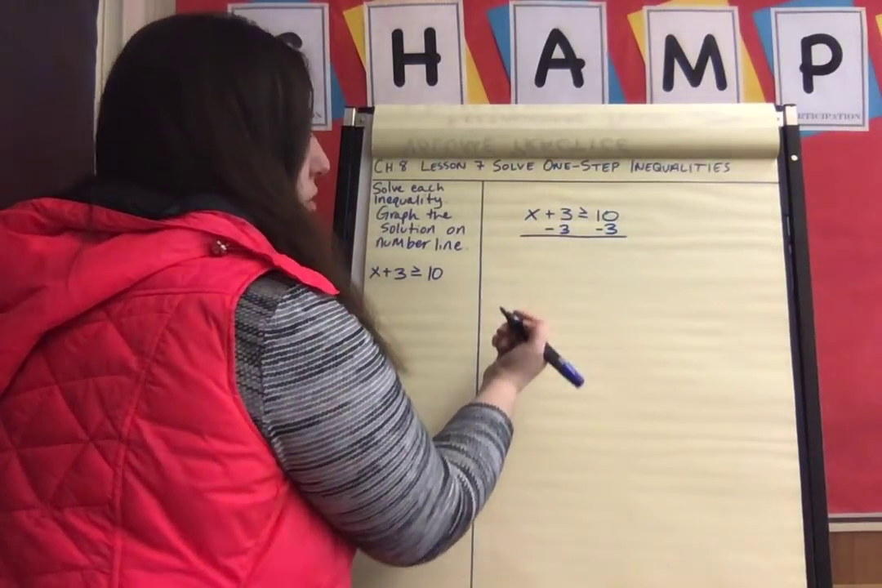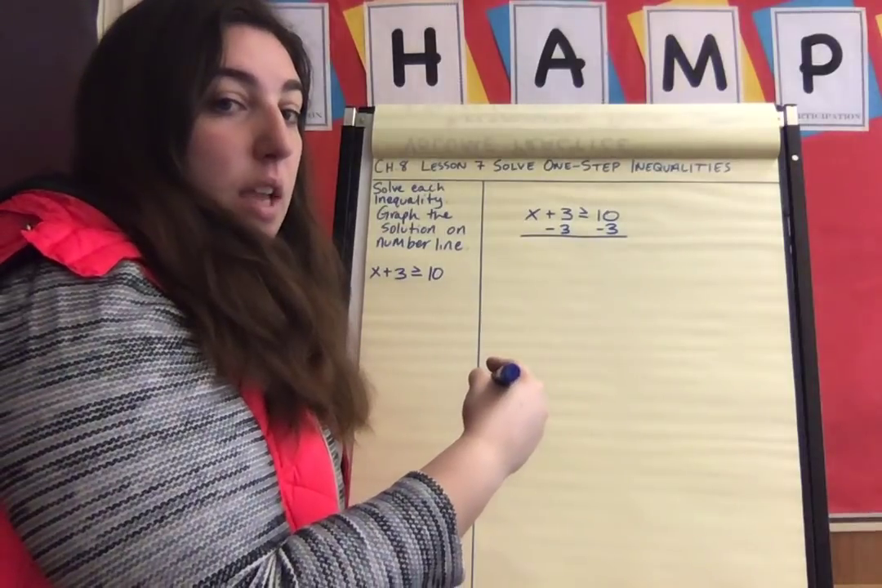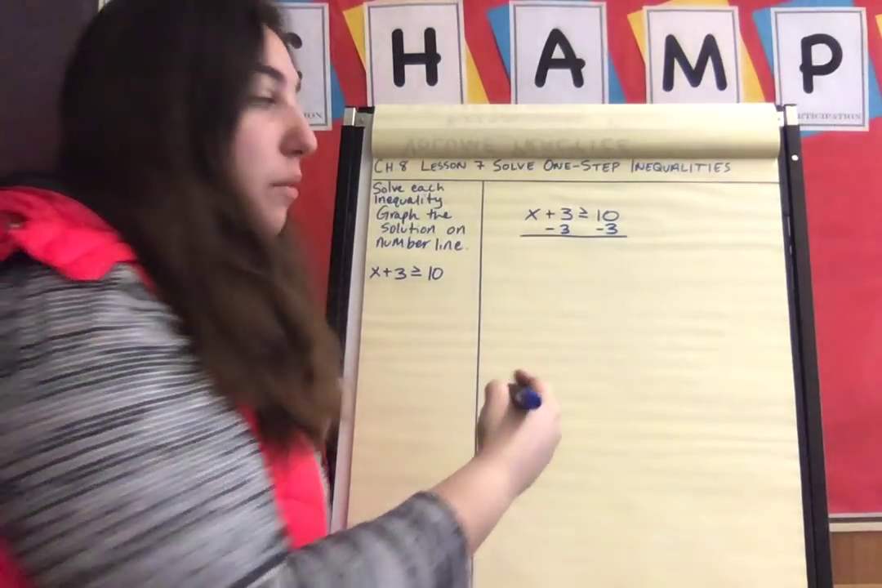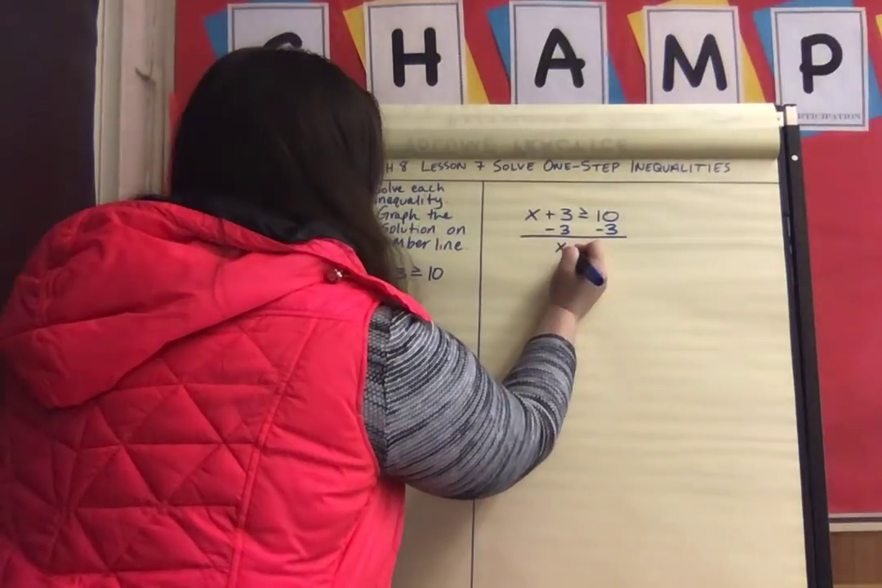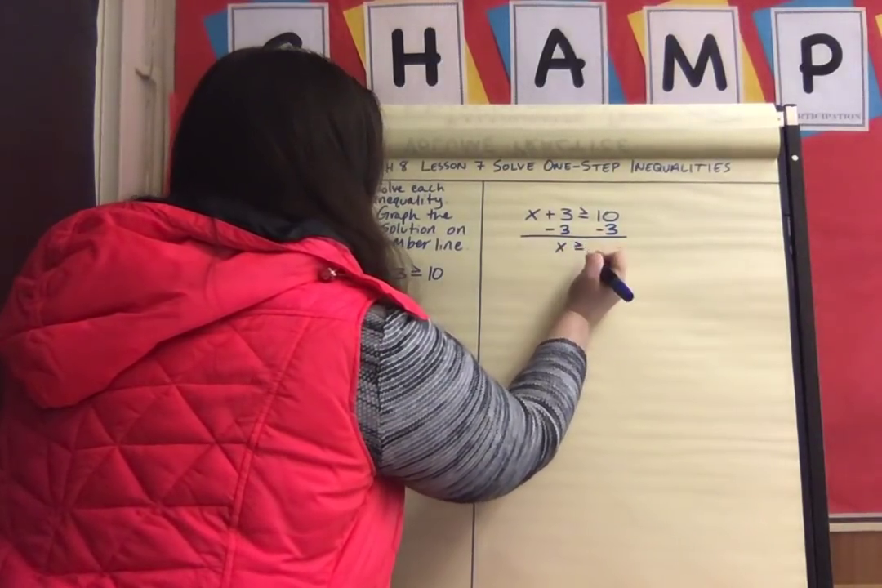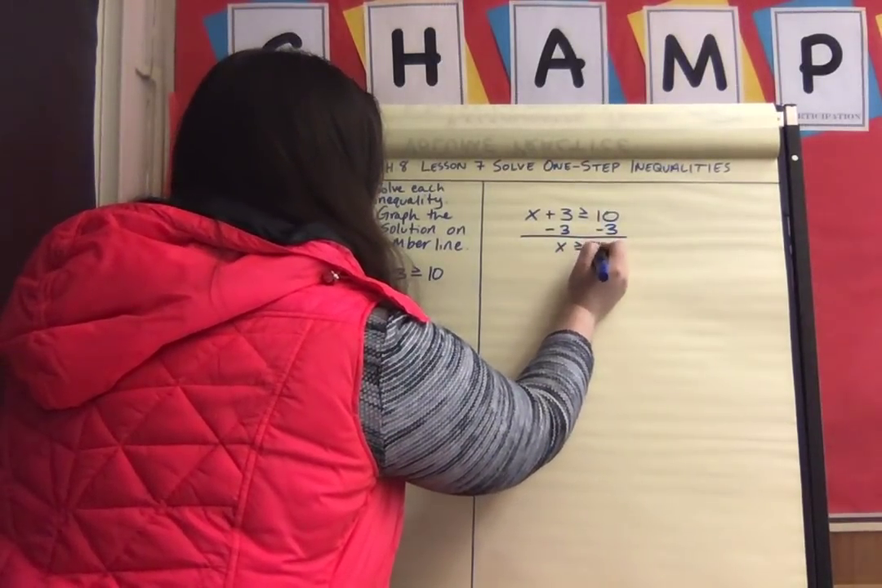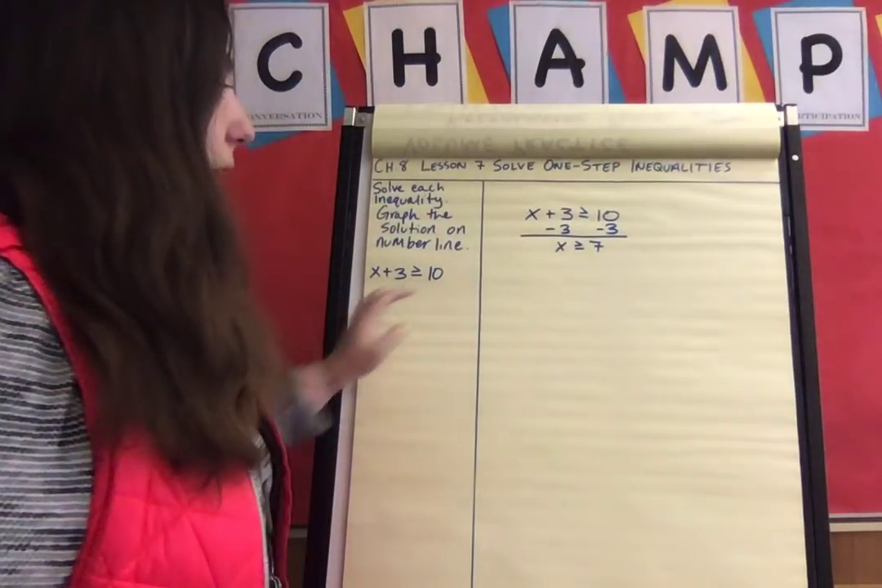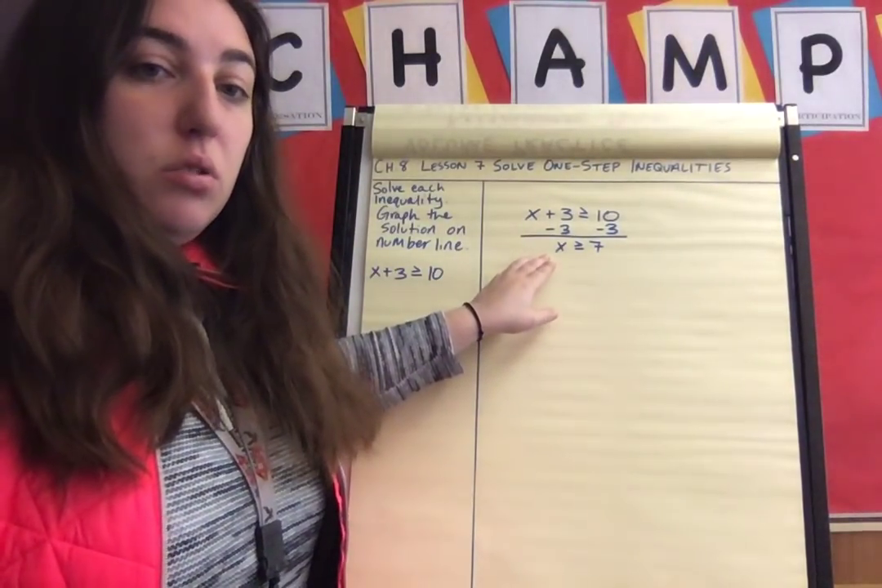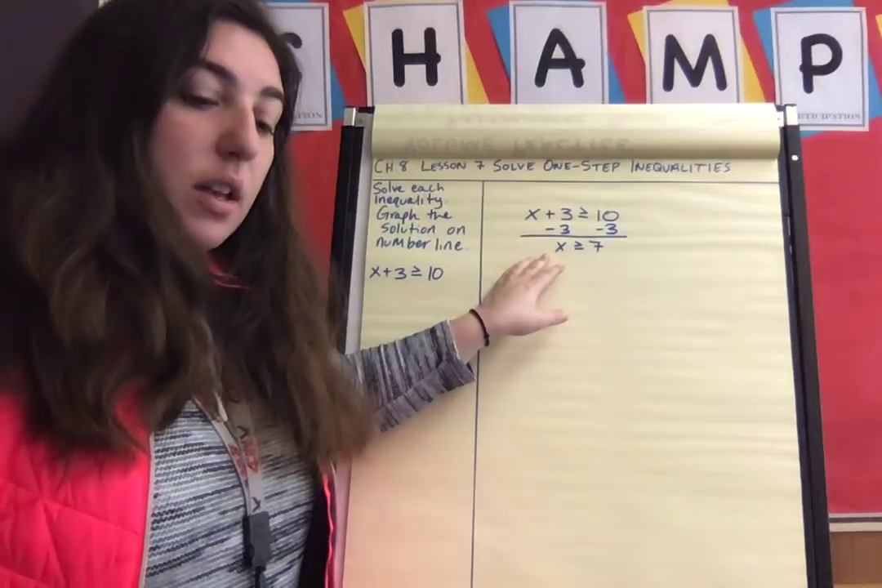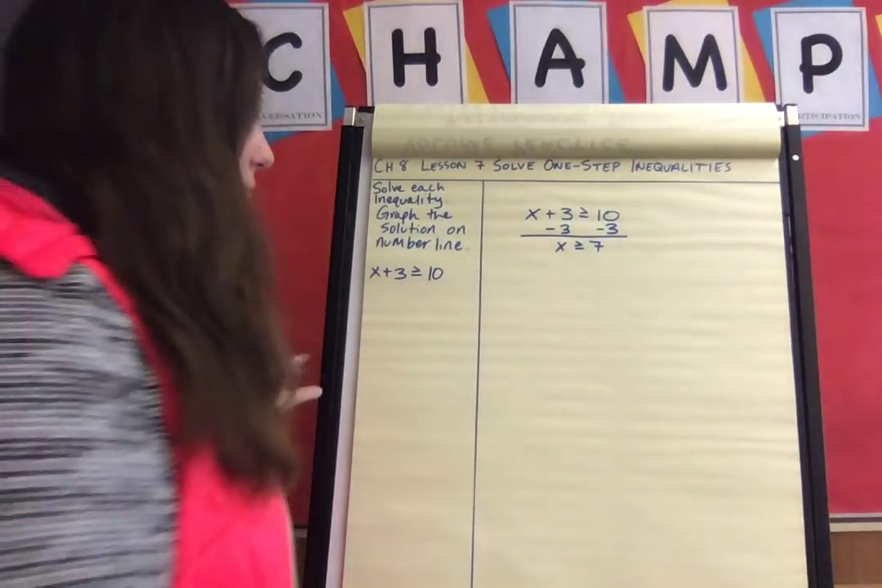So subtracting by 3. Now, 3 minus 3 is just 0, okay? So I know I'm left with the variable on this side. And then it's greater than or equal to 10 minus 3 is 7. Okay, now I have found my solution to the inequality. Now I'm going to graph it.